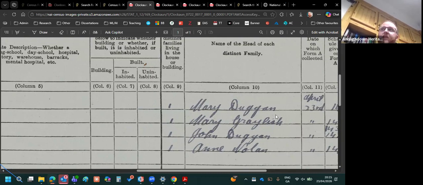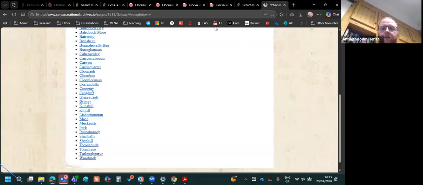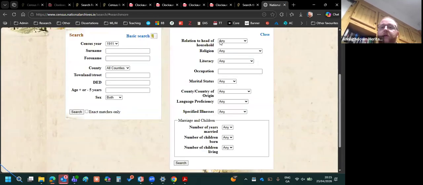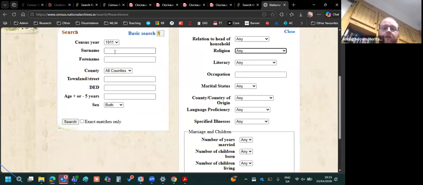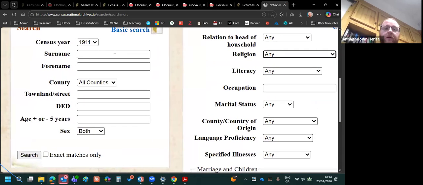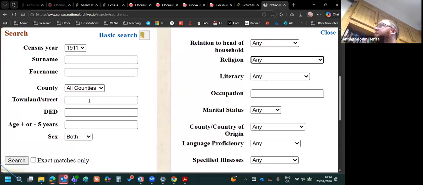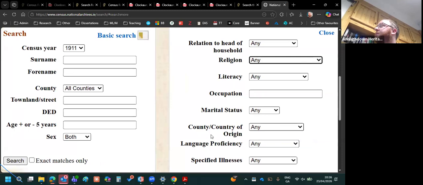But it is transcription search, being able to search the transcriptions. At the moment you can't. If you go back to the 1901, 1911 search, either in the old version or the new version, you can search by relation to head of household, religion, literacy, occupation, marital status, county of origin, language proficiency, illnesses. And no, they didn't collect that information in 1926. So at the moment, this is the only information you can search: surname, forename, townland, DED, and county. My understanding is these are the extra search options that are going to be added in due course, hopefully soon.